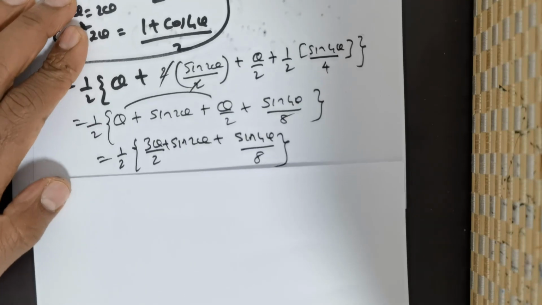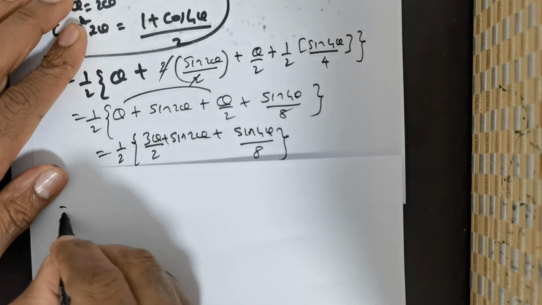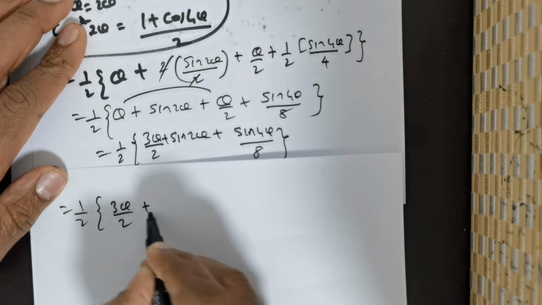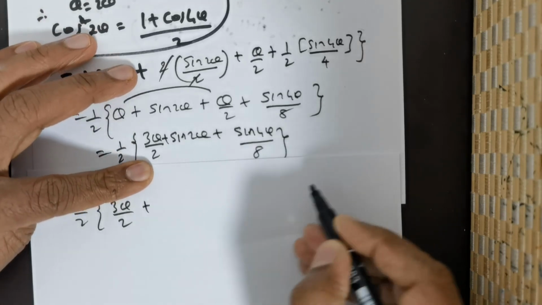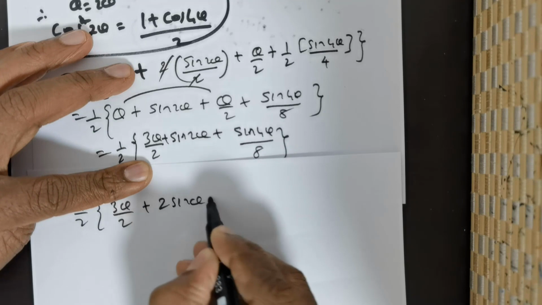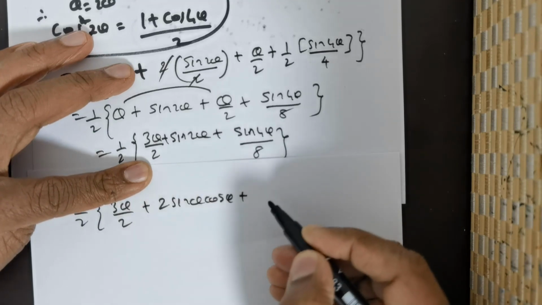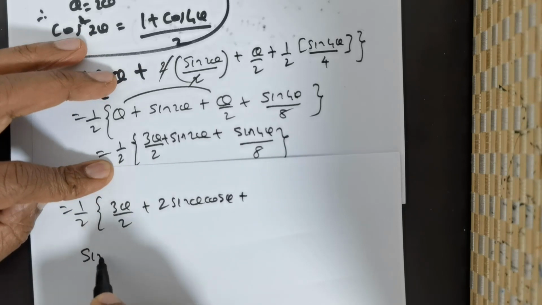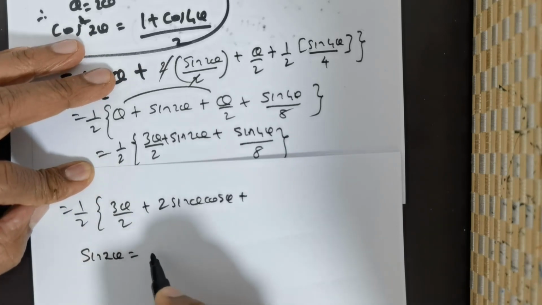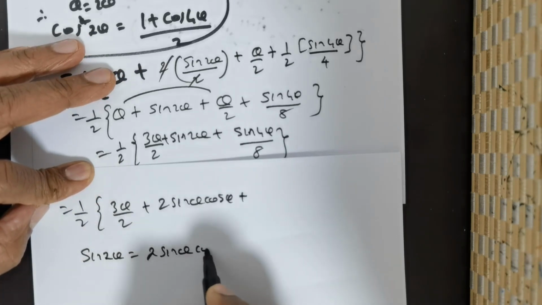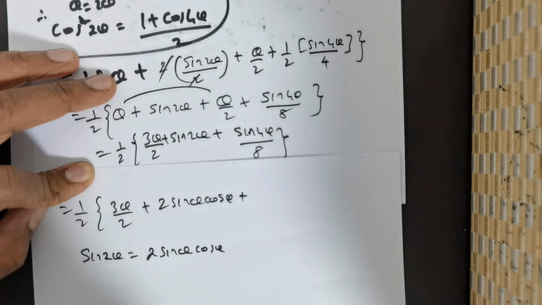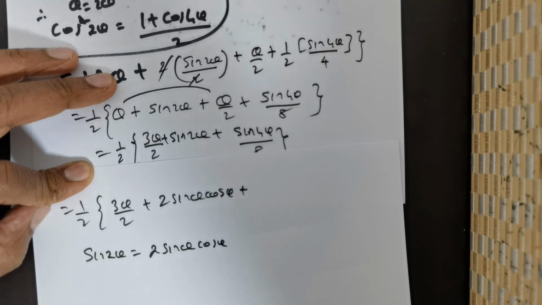So for that I need a new page. So this is equal to 1 over 2 times, I will write this as 3 theta over 2 plus sin 2 theta, which is 2 times sin theta cos theta, plus sin 4 theta. Now let me go back here. Sin 2 theta is 2 times sin theta cos theta, right?